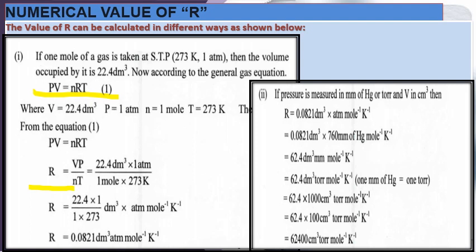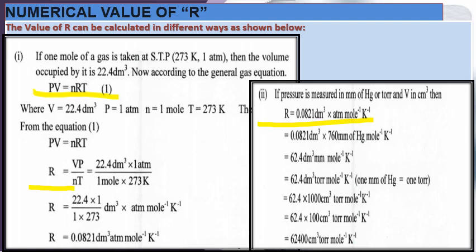Now here, if we change the atmosphere by means of millimeter Hg or by means of torr, then what will the value of this R change to? Or if we change the volume into centimeter cube, the changes which occur by the one by one change of the pressure and the volume are mentioned here. Now look at this, the value is 0.0821 dm cube atmosphere per mole per Kelvin. If we remember the relation between the different units of pressure we have done earlier, 1 atmosphere is equal to 760 millimeter Hg or 760 torr.